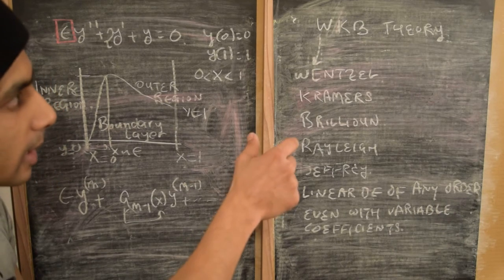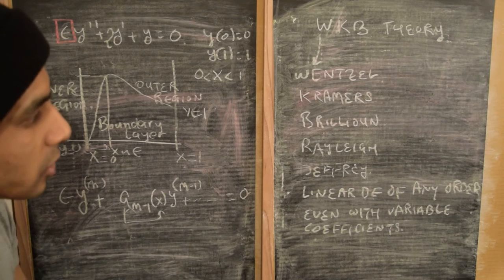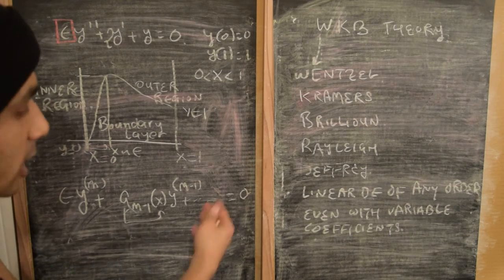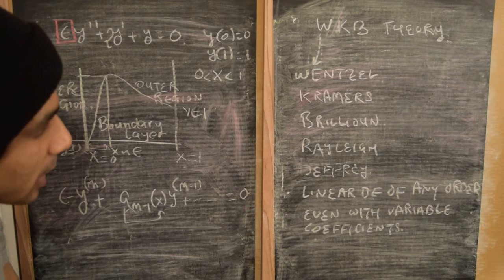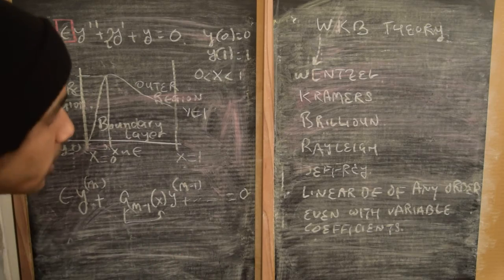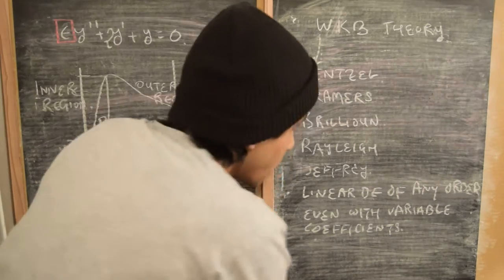So let's talk about what the key ideas are behind using the WKB theory for any equation of this form, and then we'll try and apply it to this particular equation and see how it works out. So let's work out what the key ideas are.